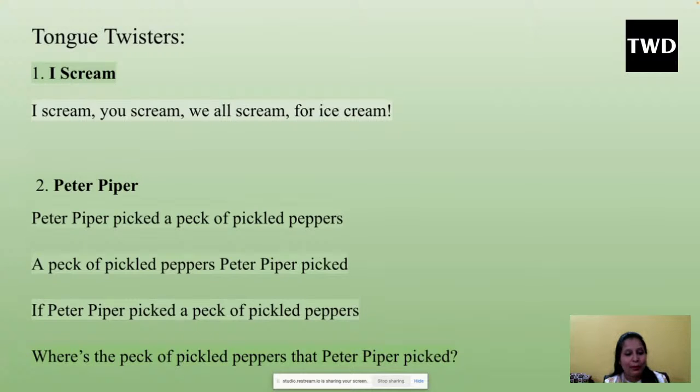Peter Piper picked a peck of pickled peppers. Why am I pronouncing it as peck? Some people would pronounce it as pick also. But E doesn't make the sound of I or E here. It makes the sound of A, always A. It is elephant, not ilephant. Yes. So, a peck of pickled peppers Peter Piper picked. If Peter Piper picked a peck of pickled peppers, where's the peck of pickled peppers that Peter Piper picked?